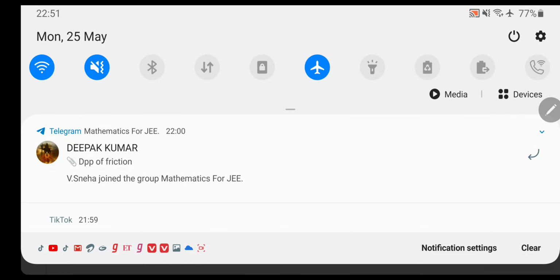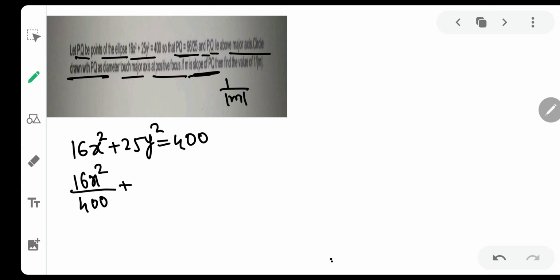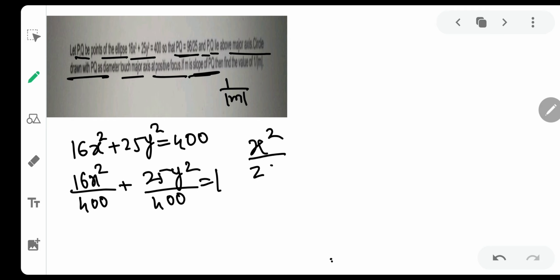First of all, we will write down the equation of the ellipse. The equation of the ellipse is 16x square plus 25y square equal to 400. Let us divide both sides by 400. So 16x square by 400 plus 25y square by 400 is equal to 1. So the equation of the ellipse will be x square by 25 plus y square by 16 equal to 1.